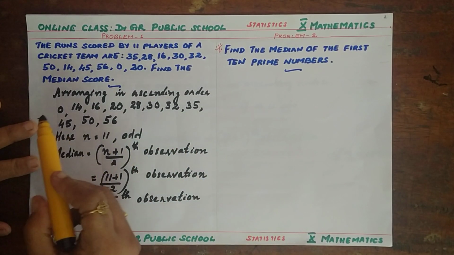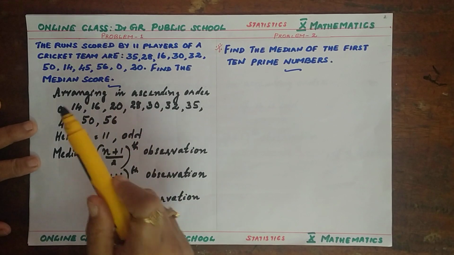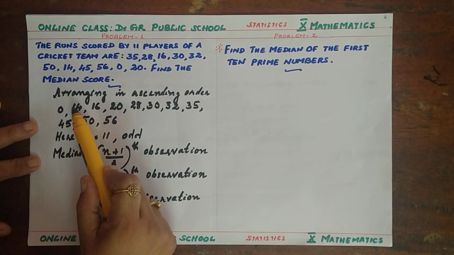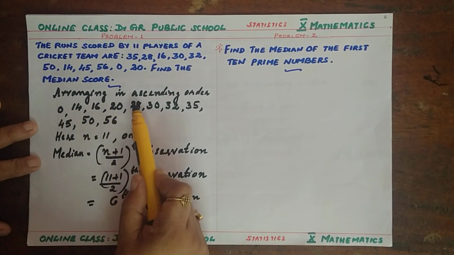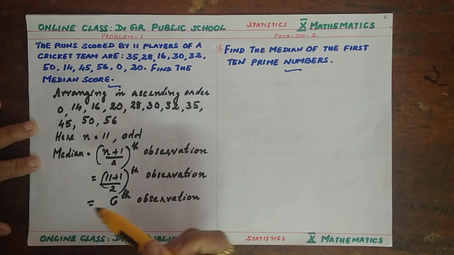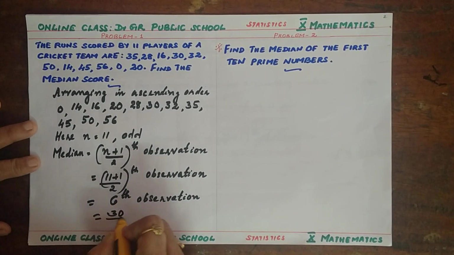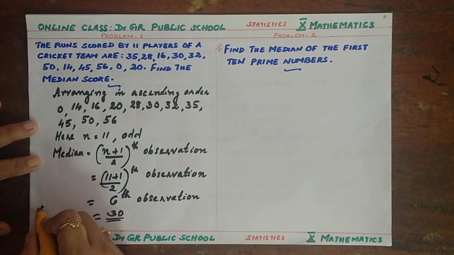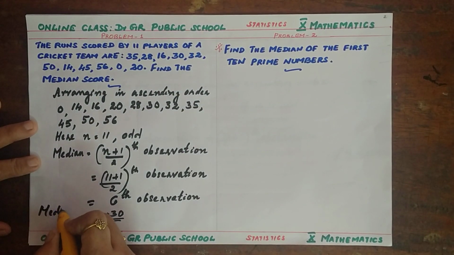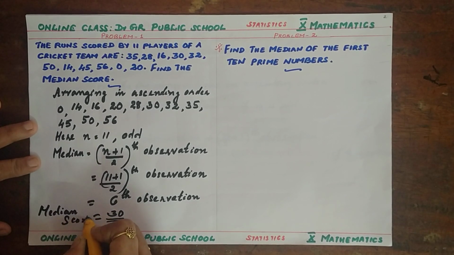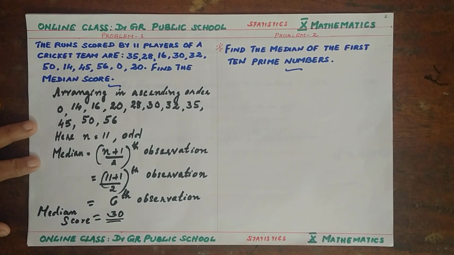Okay, now check which is the 6th observation after arranging in the ascending order. 1, 2, 3, 4, 5, 6. The 6th observation is 30. Therefore, what we can say, you are asked to find the median score. Therefore, median score is 30. Median score equals 30. Very important.